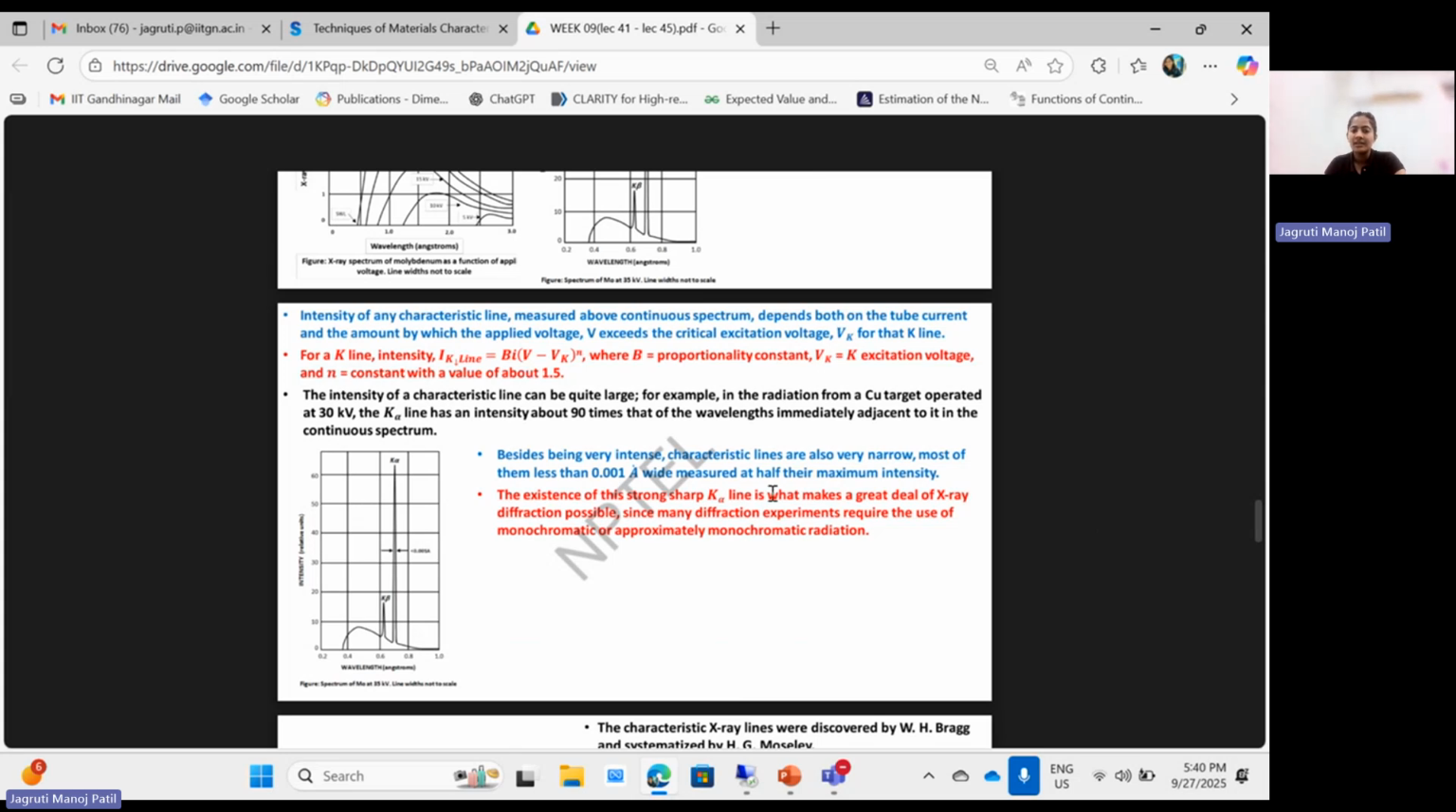Besides being very intense, these lines are also very narrow. Most of them are less than 0.001 angstrom wide. And the existence of the strong K alpha line is what makes X-ray diffraction possible, since many diffraction experiments make use of single-wavelength radiation.